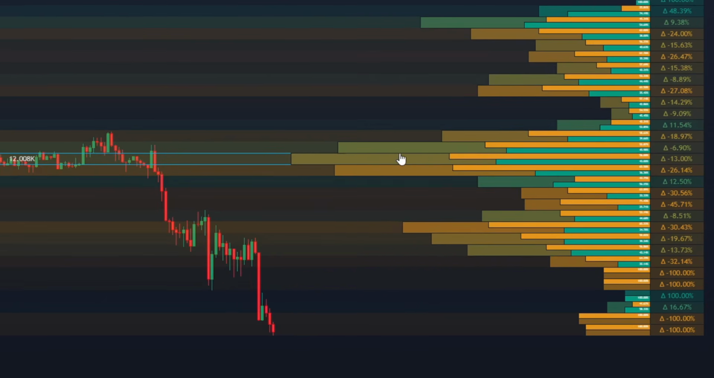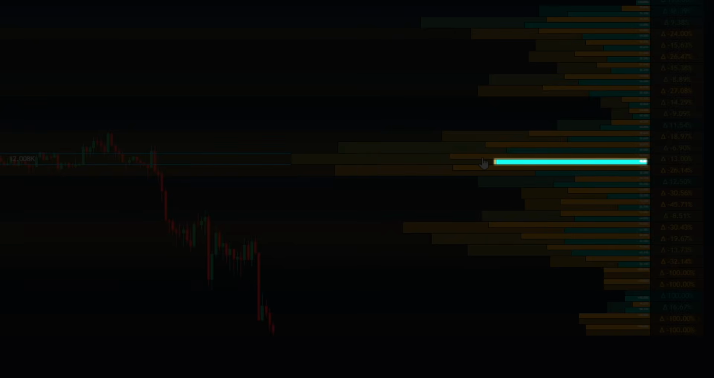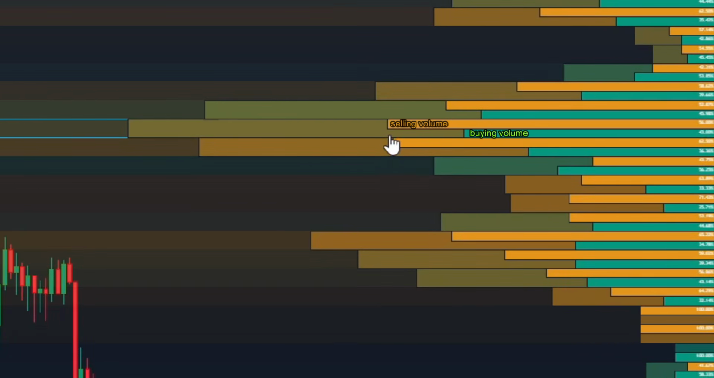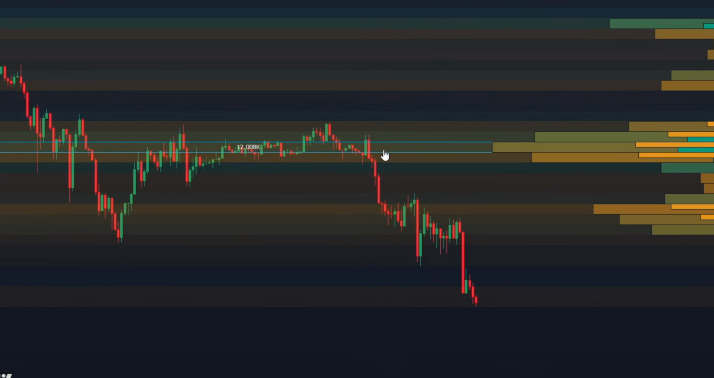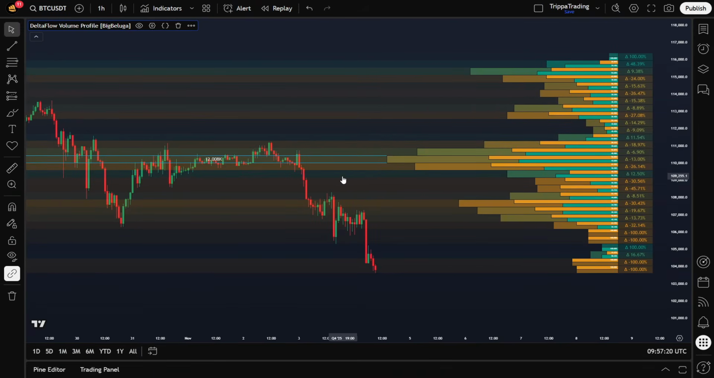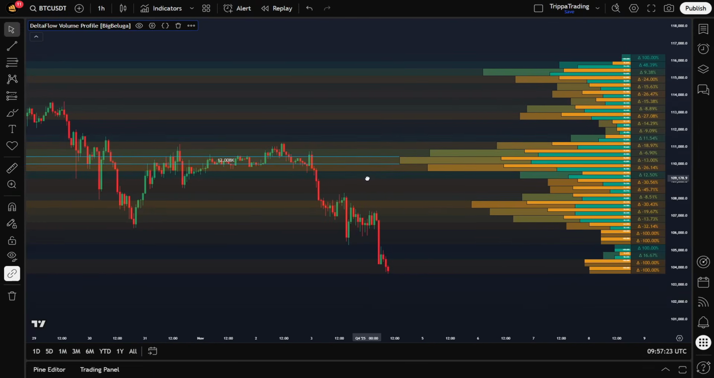Inside every bar, there are two smaller bars, one green and one orange. Green shows buying volume, and orange shows selling volume. So if you see a wide bar with a big chunk of orange, that means strong selling pressure at that price. If green dominates, buyers were more active. It's simple but incredibly powerful.